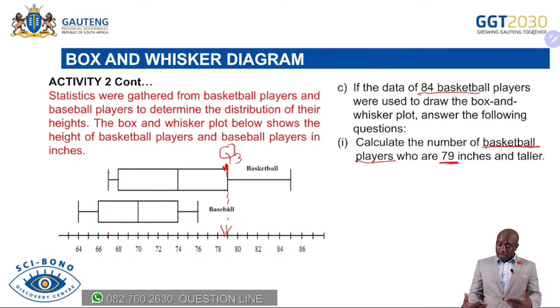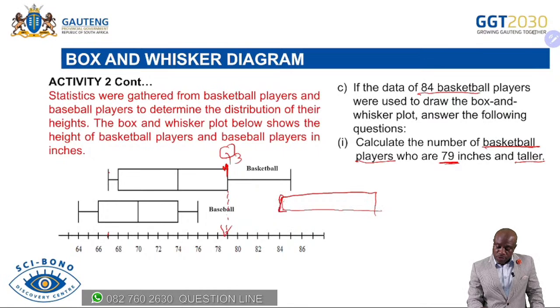What do we get out of the Q3? The question says calculate the number. So we need the actual number of players there that were taller, in other words, greater than the 79. Now, remember what the quartiles do. I'll draw this box to make you understand. The quartiles divide our data. First, we divide our data into 2. We get Q2. So in other words, I have 50% and 50% this side.